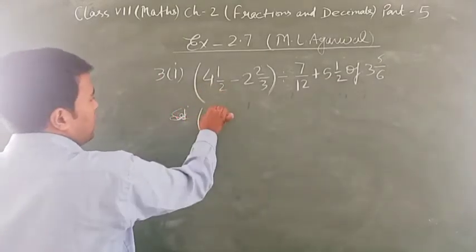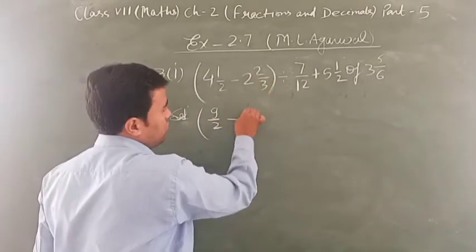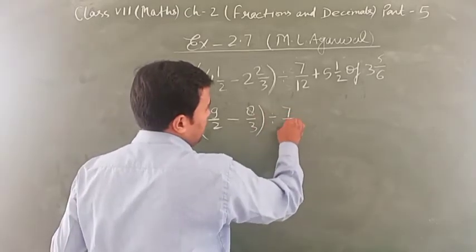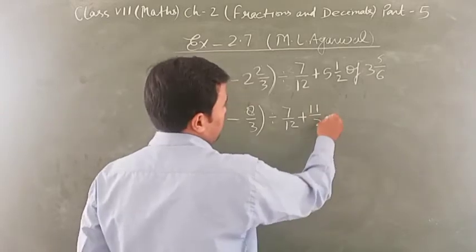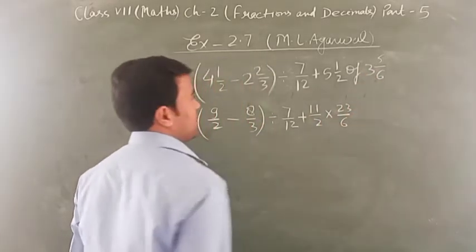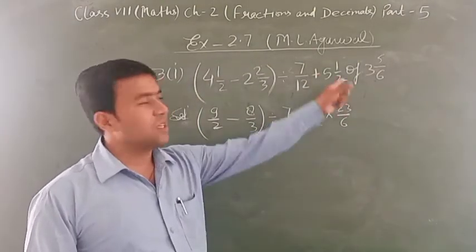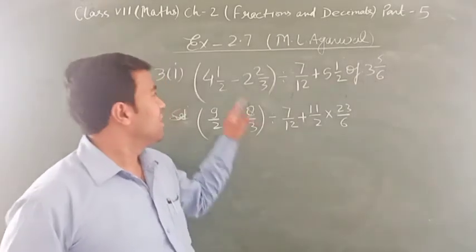4 times 2 is 8, plus 1 is 9, so 9 by 2 minus 2 times 3 is 6, plus 2 is 8, so 8 by 3, divide by 7 by 12 plus 5 times 2 is 10, plus 1 is 11, so 11 by 2 of 3 times 6 is 18, plus 5 is 23, so 23 by 6. Clear? Whatever is given in mixed fraction, change it into improper fraction. Clear?